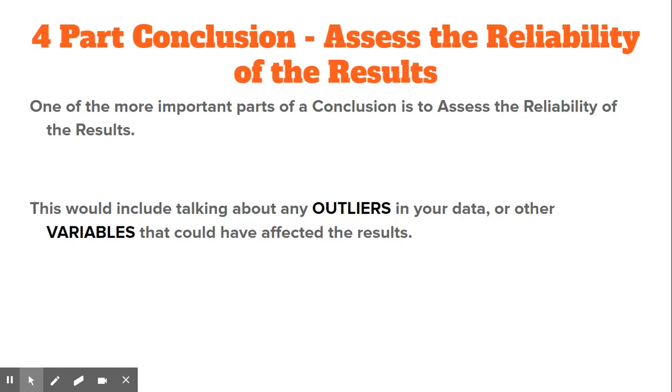Some things that could be talked about in assessing the reliability of your results would be talking about any outliers in your data. Were there any measurements that were so far off you feel that they needed to be removed? How did those affect the outcomes? Did that change the trends or the results? What difference did those make in the possible patterns you found? Or you could talk about other variables that you did not expect, but you think may have affected the results.